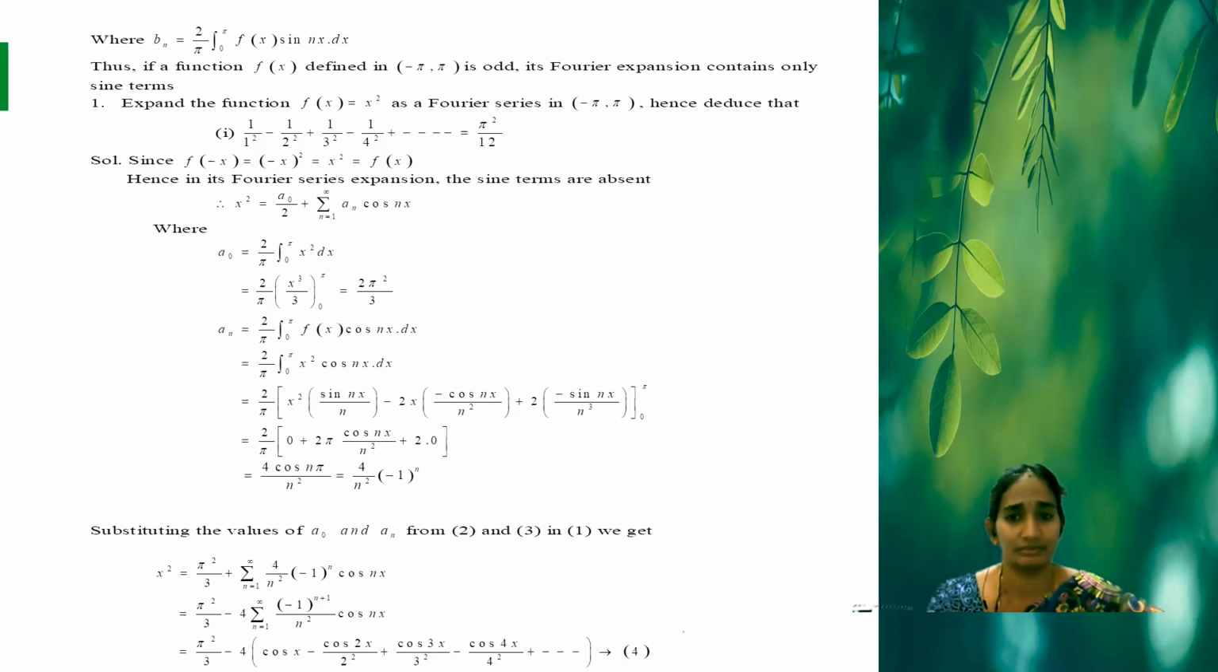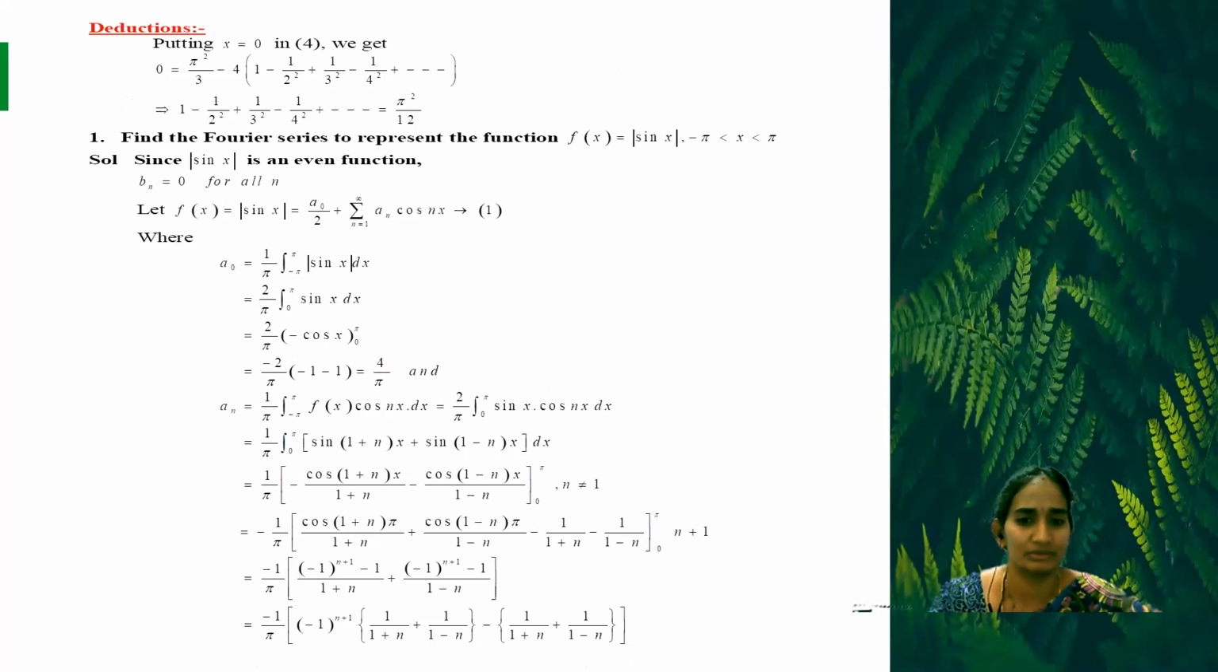In your question, to deduce some values, you substitute x values. Put x equal to 0 in your previous equation. We get, on the LHS, x squared is totally 0, equals pi squared by 3 minus 4 times 1 minus cos 0. Cos 0 is 1. Cos 2 into 0 is cos 0, and you know the cos 0 value is always 1. Then you get the expression 1 minus 1 by 2 square plus 1 by 3 square minus 1 by 4 square plus and so on.